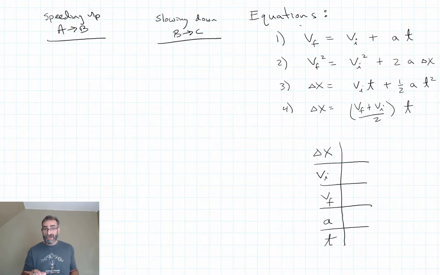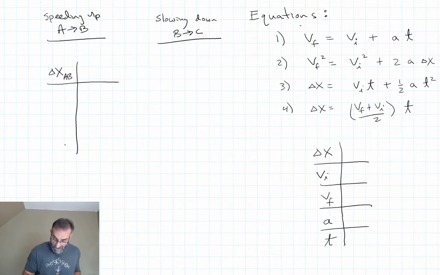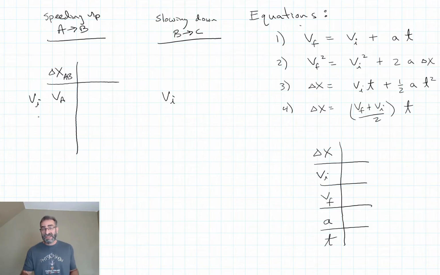While we're speeding up, we're going from A to B. I'm going to call delta x AB. My V initial, I'm going to call VA, because I have two problems here. I don't want to call this one V initial, and then over here, I'm also going to have a V initial. I'm going to get confused. So I want to indicate that they're different. I'm going to call this one VA, and I'll call the other one VB. You'll see when we get there in a second.